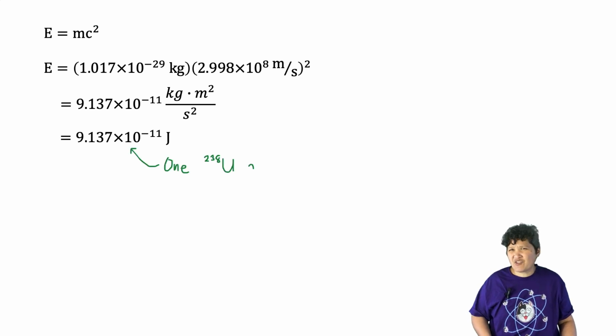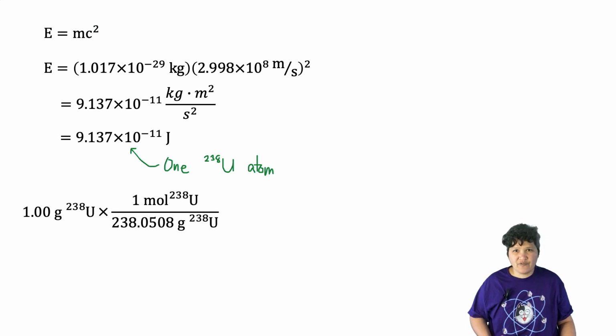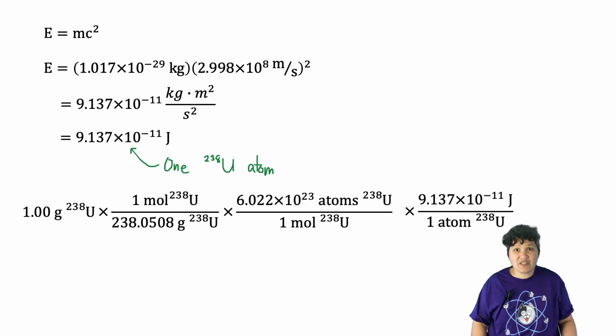But what if we didn't have just one uranium-238 atom decay? What if instead we had a whole gram of uranium-238 decaying at once? Let's do some stoichiometry. Our first conversion factor uses the molar mass of U-238, so we know what fraction of a mole we have. Next, use Avogadro's number to help figure out how many atoms of uranium we have. Finally, multiply by the energy we just calculated for a single uranium atom. We see that the decay of just 1 gram of uranium-238 will give us 2.311 times 10 to the 11th joules, 231.1 gigajoules of energy.